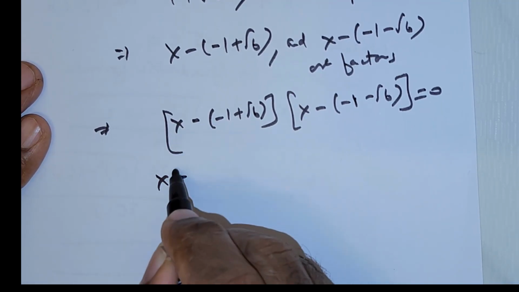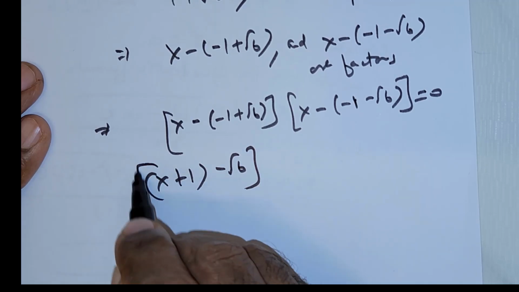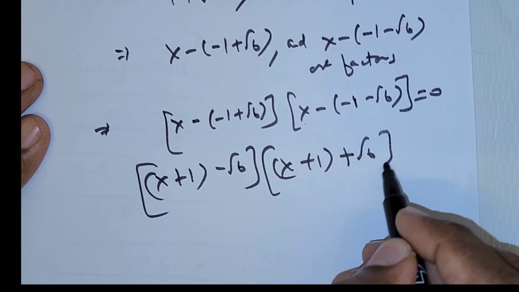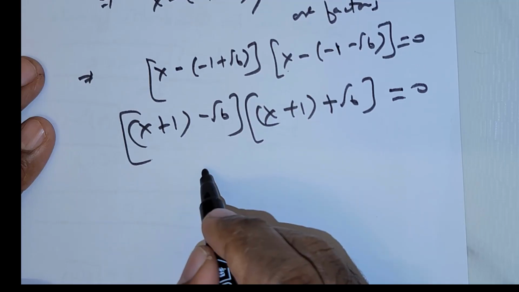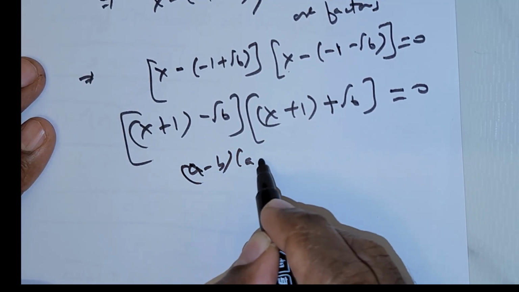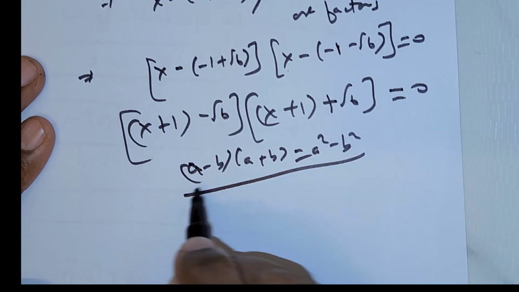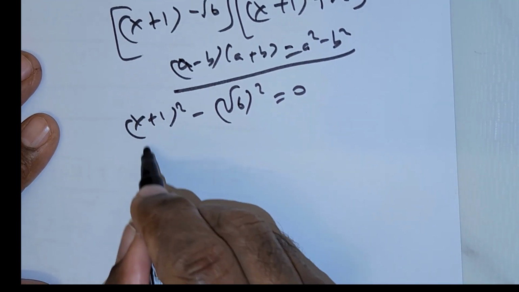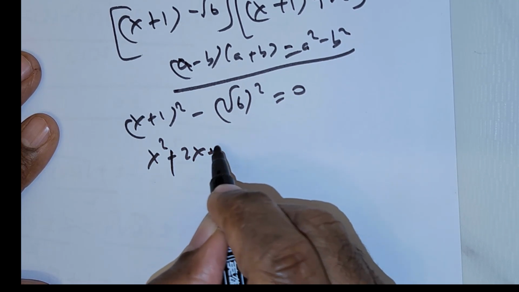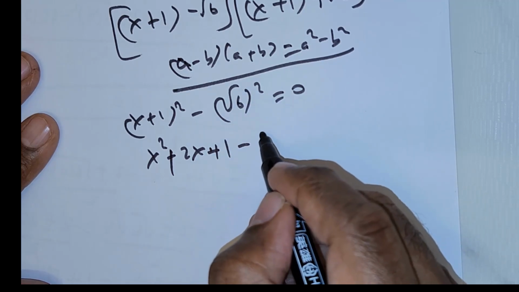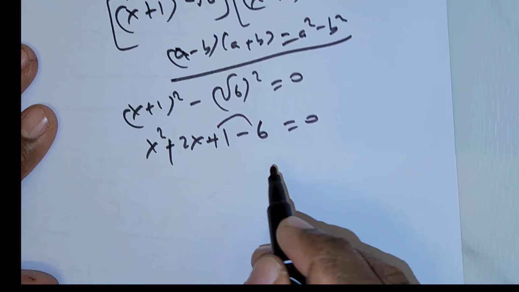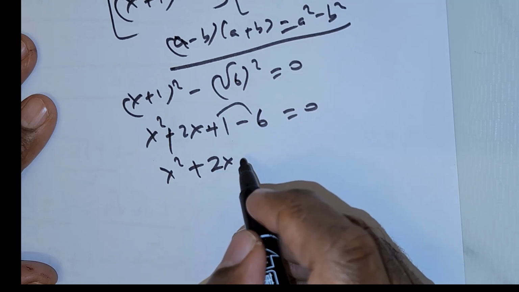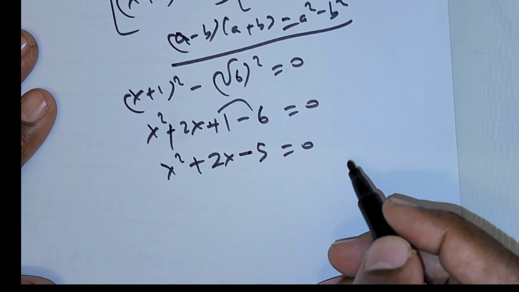This is rewritten as: negative of negative is positive 1, so (x + 1 - root 6) times (x + 1 + root 6), equal to 0. Now (a - b) times (a + b) is going to be a squared - b squared. So this is going to be (x + 1) whole squared - (root of 6) whole squared = 0. This is x squared + 2x + 1, and root of 6 whole squared is 6, equal to 0. So you add these two and you get x squared + 2x + 1 - 6, which is x squared + 2x - 5 = 0.